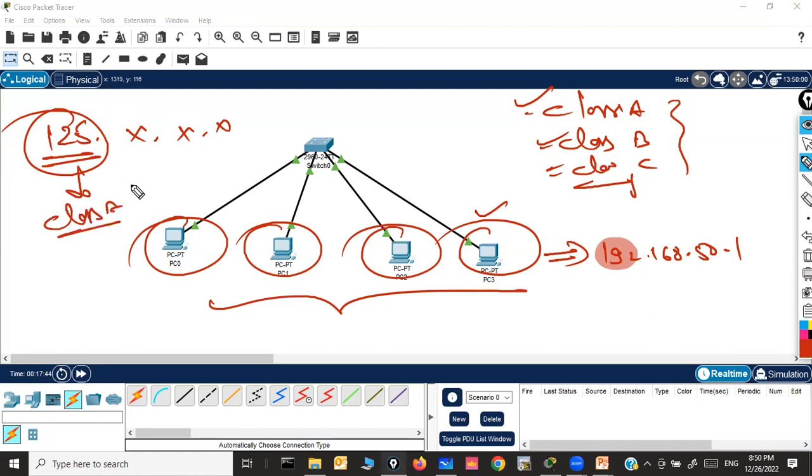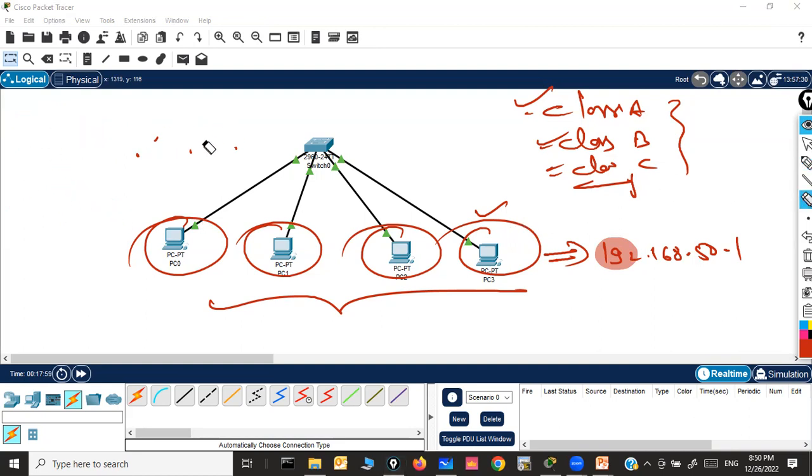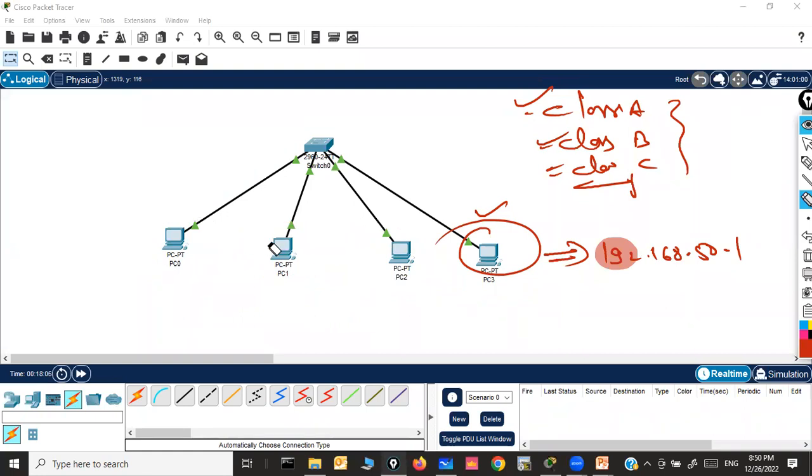So identifying the class means only looking at the first octet. We really don't care about the second, third, and fourth octet. So the first point is to identify the class. The second point is to find out the network bits. Since 192 means Class C, 192 means a Class C address.